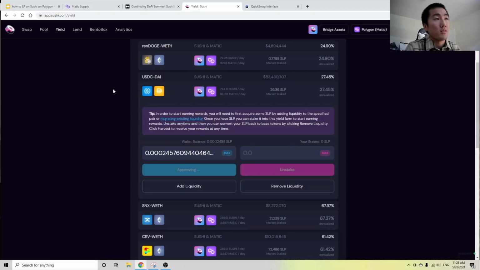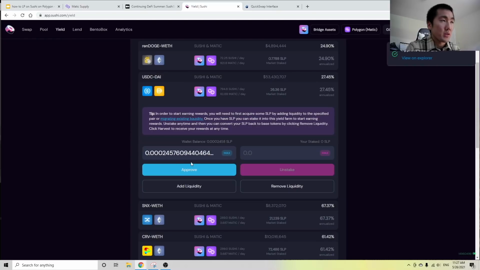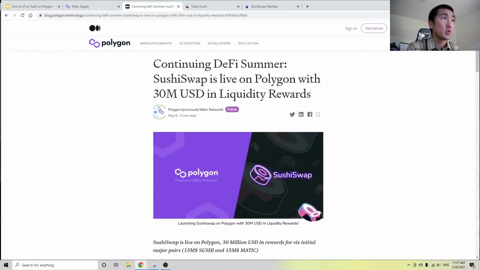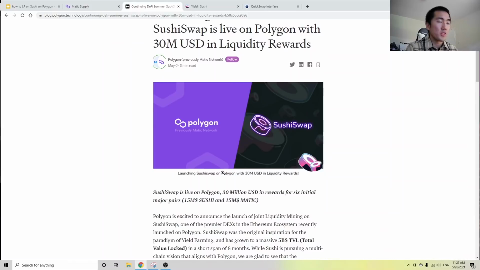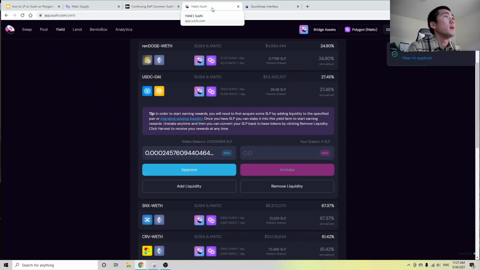All right. After I approve it, I can add liquidity, and then I'm entitled to the 27% annualized in fees. And the reason these yields are so high is because SushiSwap and Polygon have this partnership where there's liquidity rewards, where they're essentially giving away Sushi and Matic tokens for people to use the ecosystem, right? And with Aave and all these applications on Polygon, there are all these liquidity mining incentives. So they're essentially paying you to use the platform.